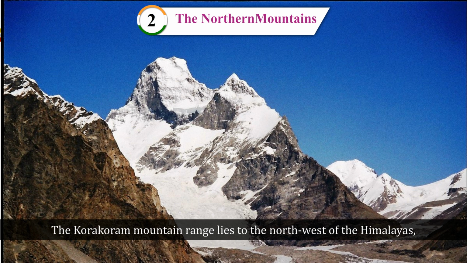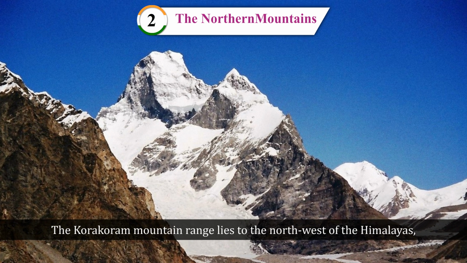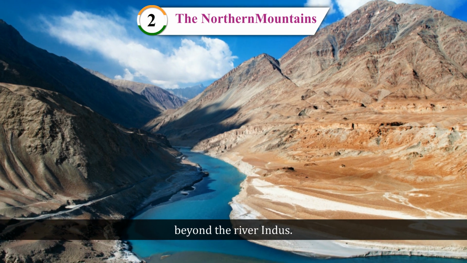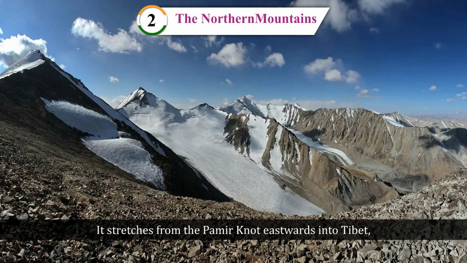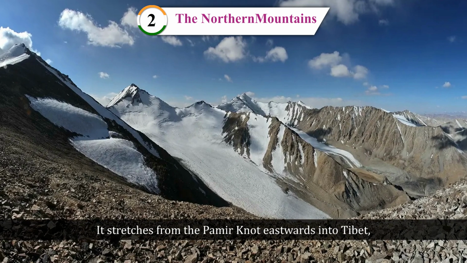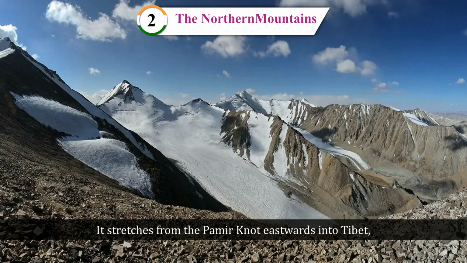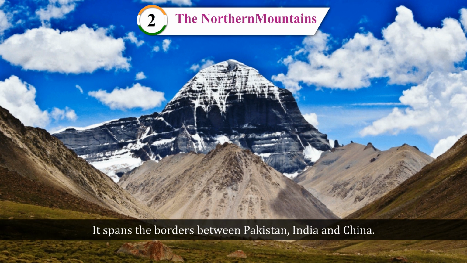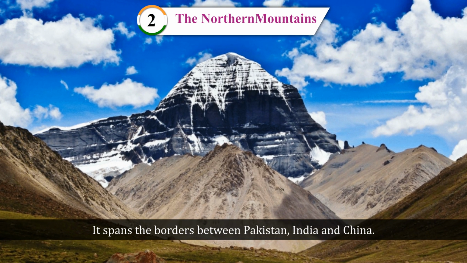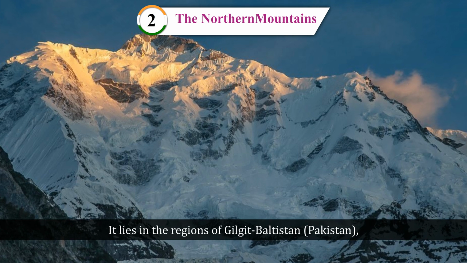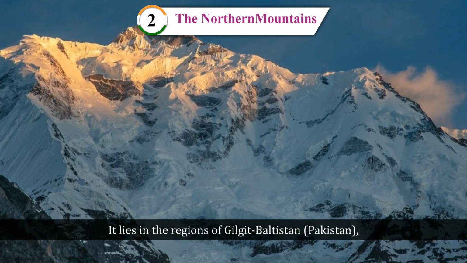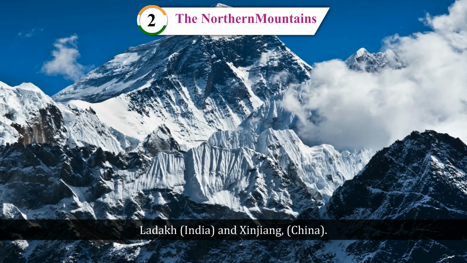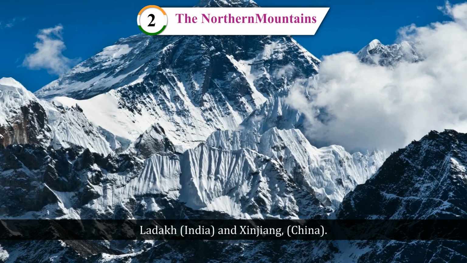Trans-Himalayan ranges. The Karakoram mountain range lies to the northwest of the Himalayas beyond the river Indus. It stretches from the Pamir north eastwards into Tibet, where it is known as Kailash range. It spans the borders between Pakistan, India and China. It lies in the regions of Gilgit, Baltistan, Pakistan, Ladakh, India and Xinjiang, China.